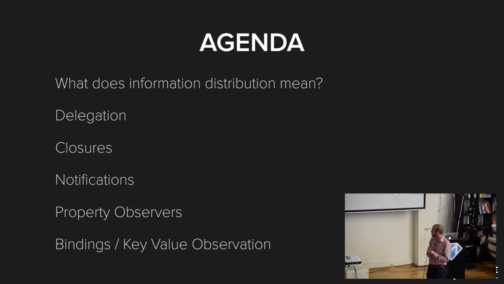We're going to talk about delegation, which is one of the core communication patterns used as part of iOS apps and also as part of the UIKit framework. We're going to talk about closures, which is just a general concept that we already touched upon that is available in almost every programming language. Then notifications is something you maybe haven't heard about yet. And lastly, we're going to talk about property observers and key value observation.